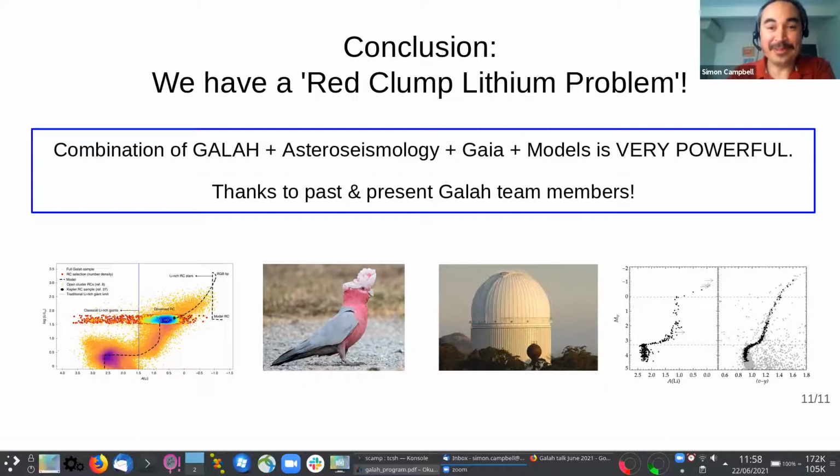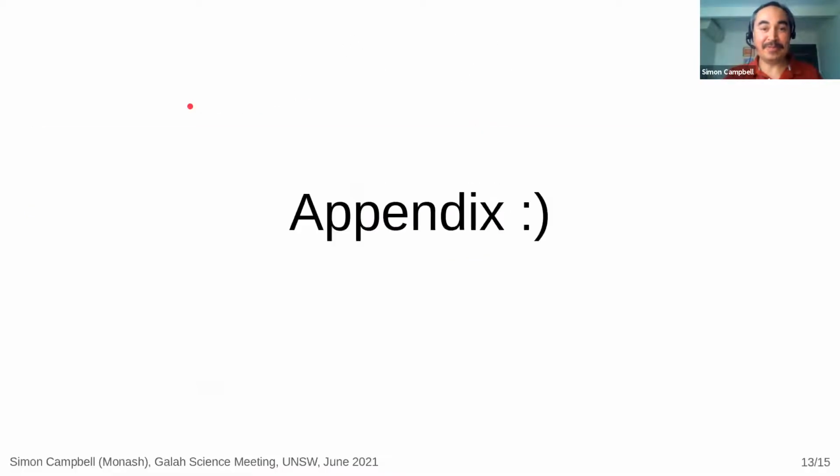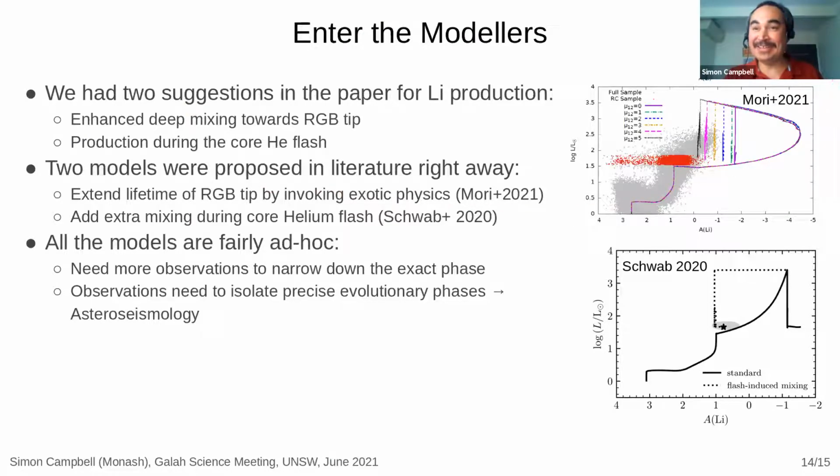Yes, and so after that paper was published, go to my appendix. As soon as it was published, a few modelers, including me, but I'm a bit slower than the others, published a couple of papers trying to explain it. And they both invoke, one invokes very exotic physics. So this is the Mori et al. paper. And they can't quite make enough lithium because, changing their parameters, they can't change them that much.